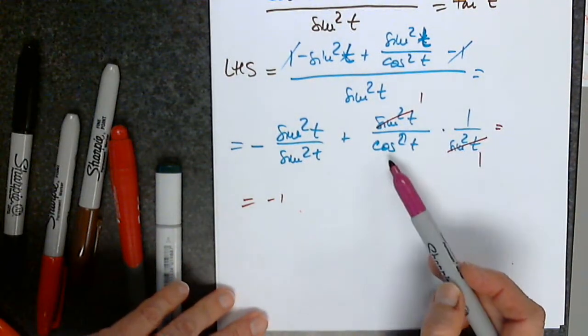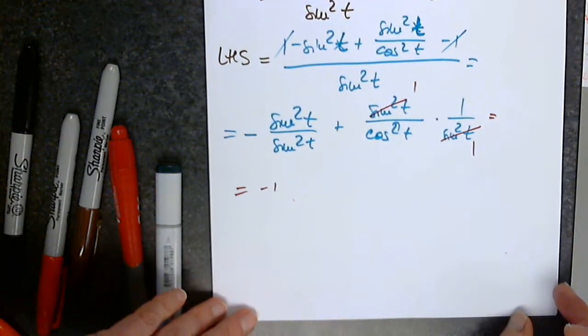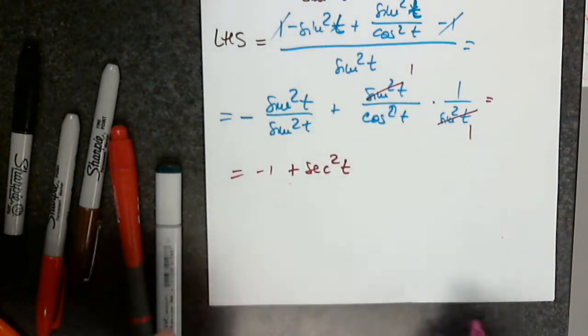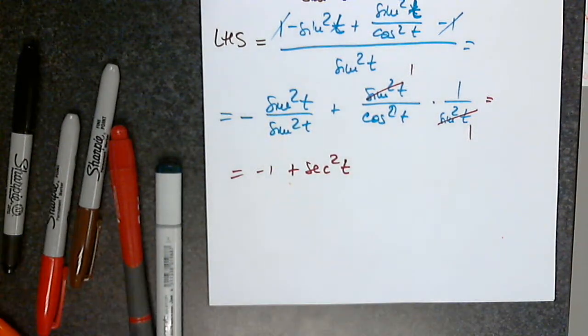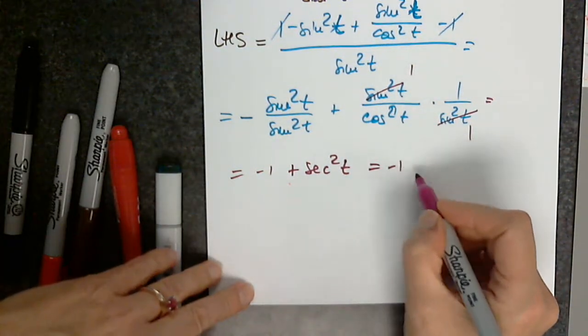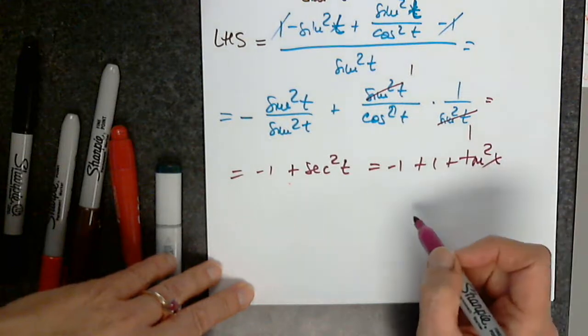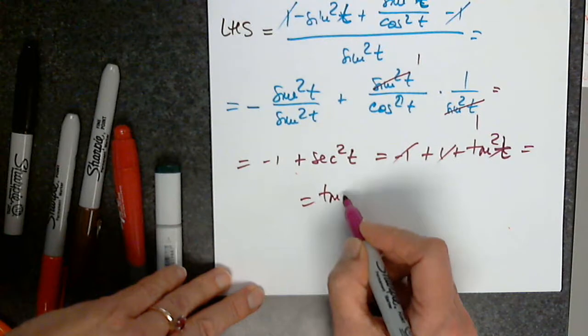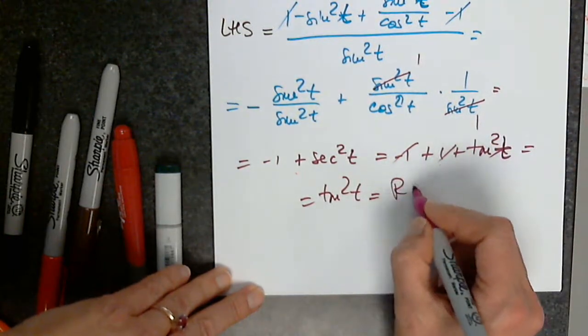And what is 1 over cosine squared? Secant squared. Exactly. Secant squared t. And we do know those 3 major Pythagorean identities. What is the one that we know with secant squared? Secant squared equals 1 plus tangent squared. So this is negative 1 plus 1 plus tangent squared t. I don't know why I'm still writing x. I'm sorry. So this is tangent squared t, and this is exactly the right-hand side.